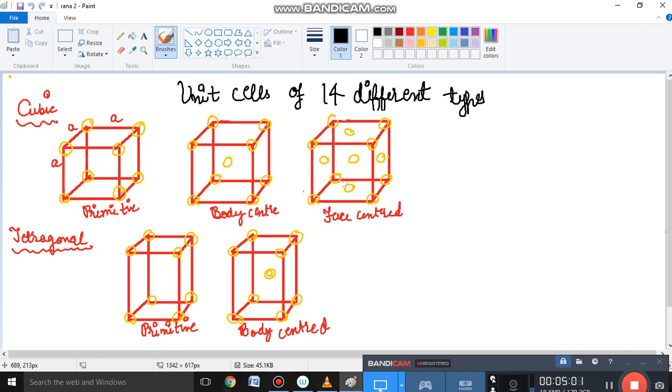There are seven crystal systems: cubic, tetragonal, orthorhombic, and so on. We will discuss them one by one.